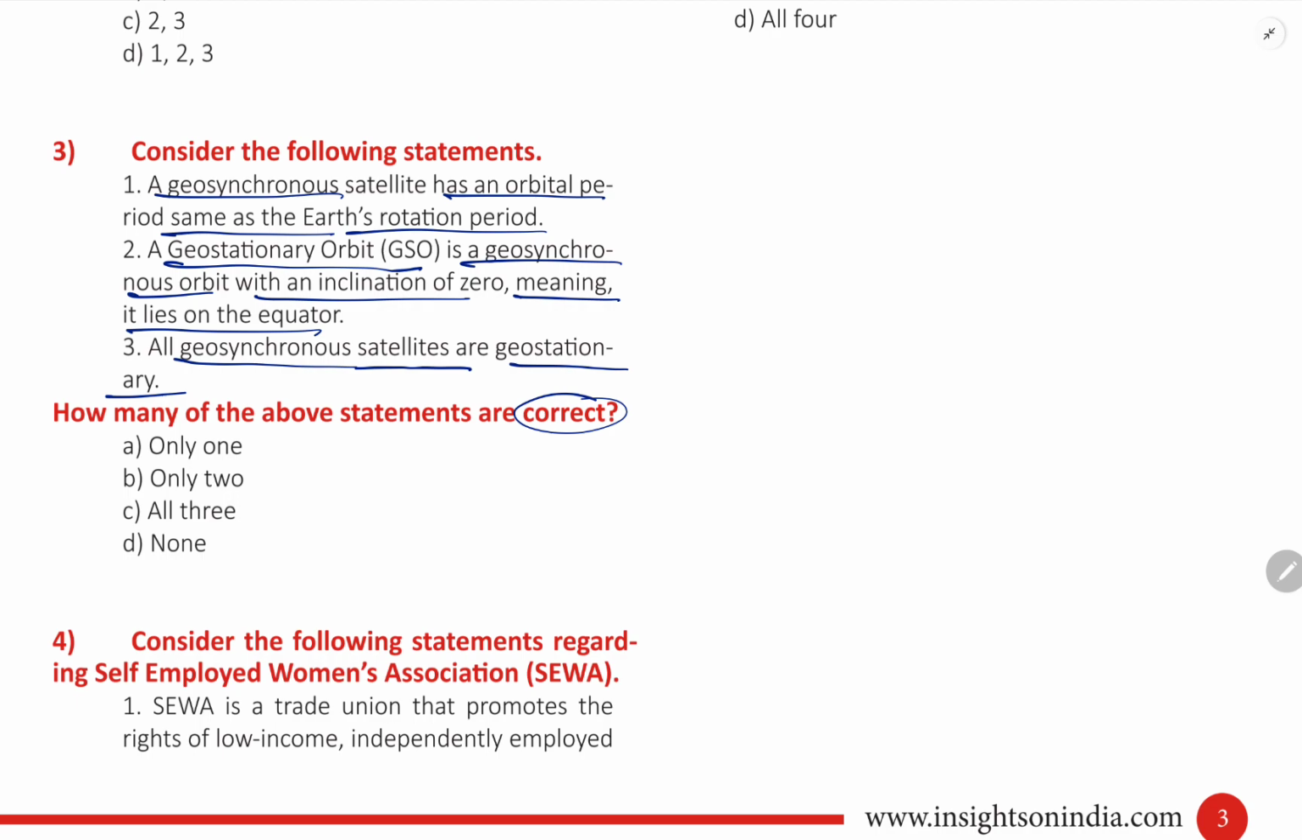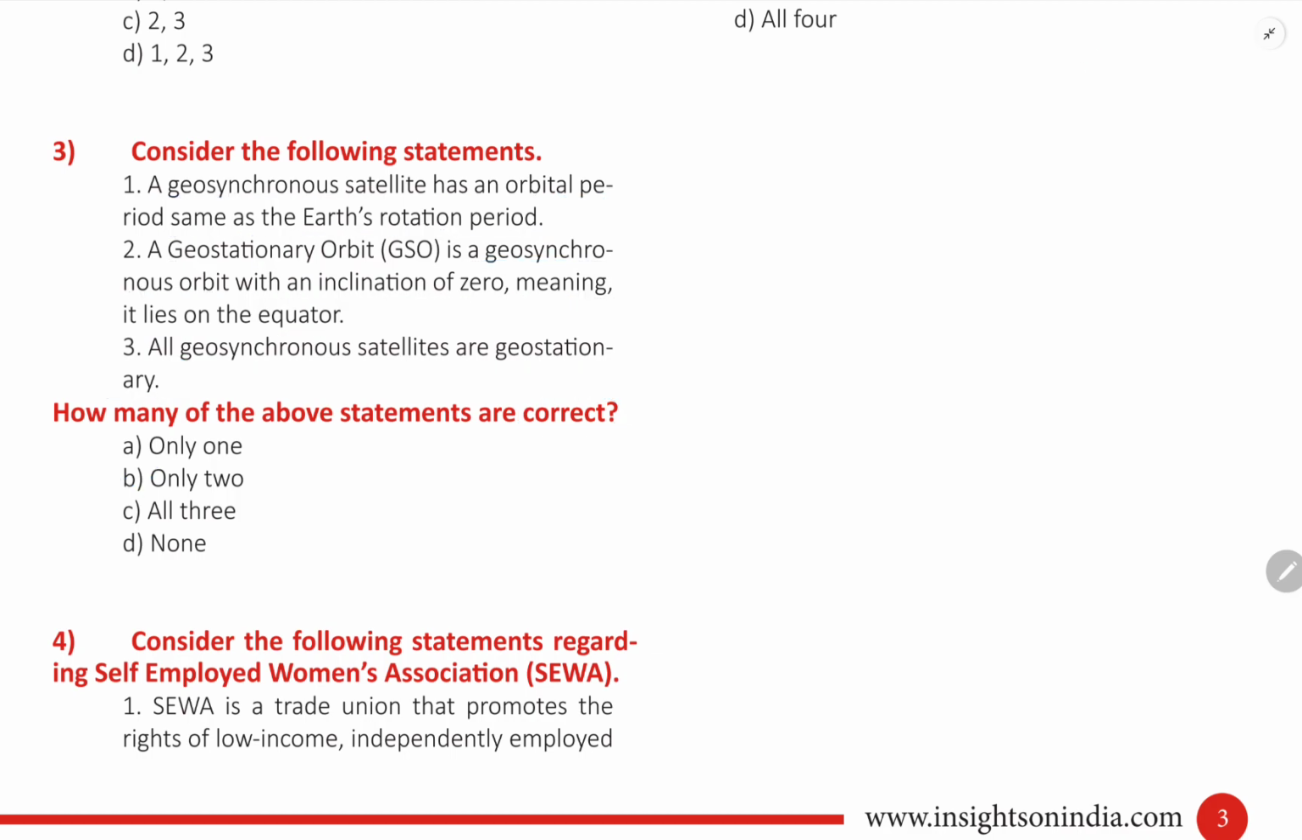So the correct answer of the given question is B. That is, out of the given 3 statements, 2 statements are correct. Let us see which statement is correct and which is incorrect. The first statement says a geosynchronous satellite has an orbital period the same as the earth's rotation period. Now this statement is correct.